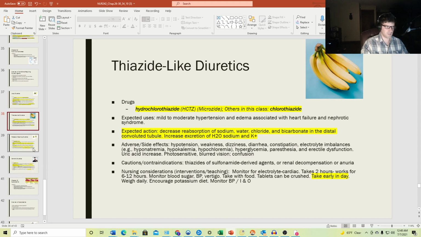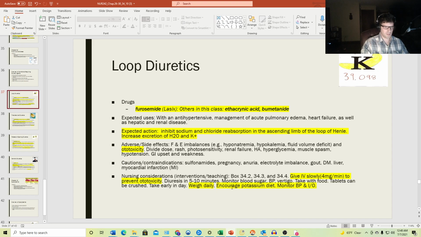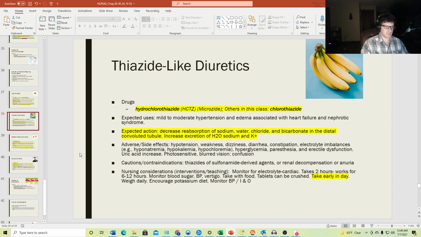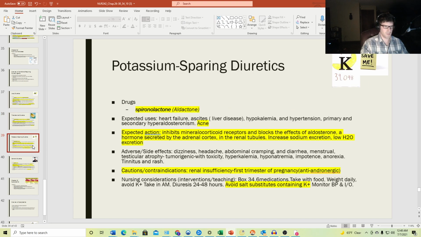Basically the same thing that we just talked about here with loop diuretics. You have thiazide diuretics. Nursing considerations are almost identical. So, okay, so this is our potassium-sparing diuretic, spironolactone.